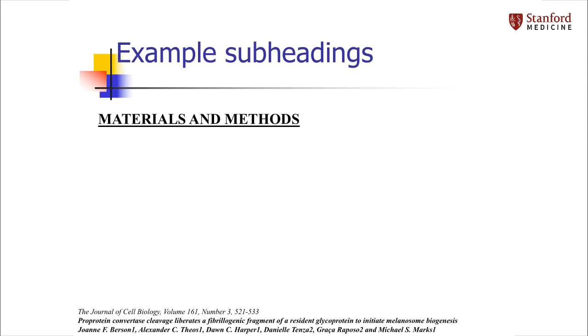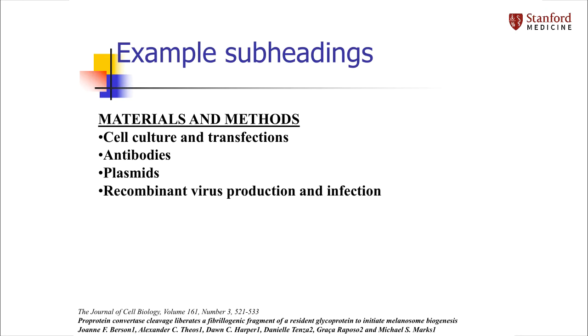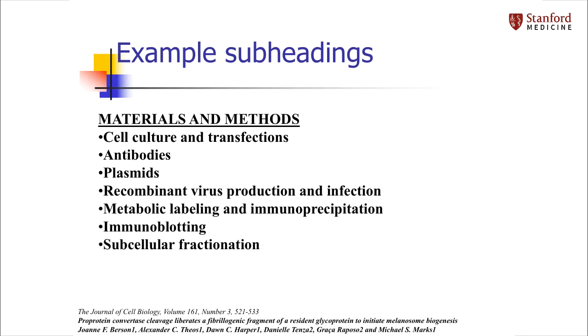One more set of subheadings, just as an example. This one had cell culture and transfections, antibodies, plasmids, recombinant virus production and infection, and so on and so forth. You get the idea. Whatever your topic, breaking the methods into subsections is a good way to go.